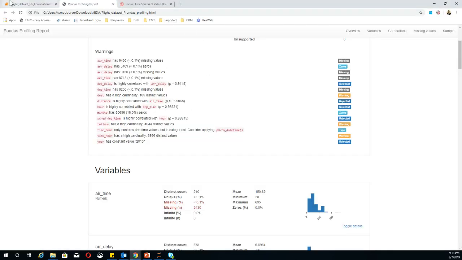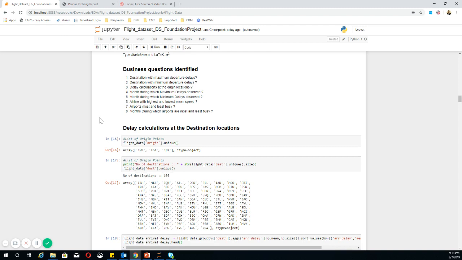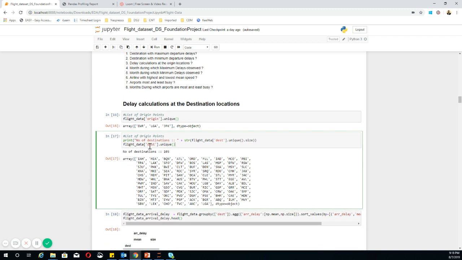So I will be going back to the Jupyter notebook, and we will start to see the observations one by one. The first one is delay calculation at the destination location. First I have printed out the origin and the destination here. Origins are majorly from New York City airports, and the destinations are across the US. There are 105 destinations listed here, and we can see the code of each airport in the below array.